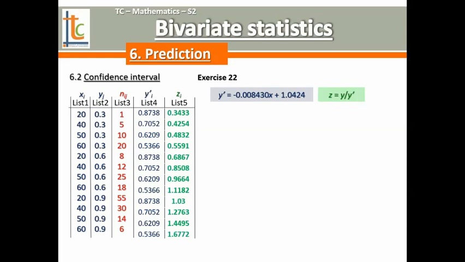In order to obtain the average value and standard deviation of this new variable, don't forget to tell your calculator that there are frequencies in list 3. The results will be this one for the mean and this one for the standard deviation. Now, let's perform the prediction. We want a prediction of the visual acuity of people that are 80 years old.